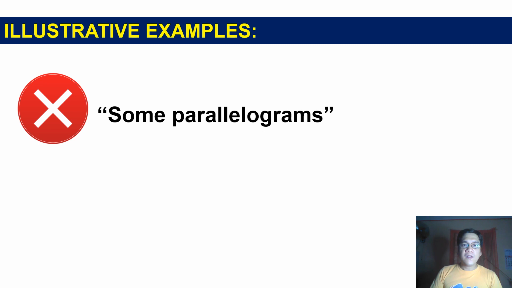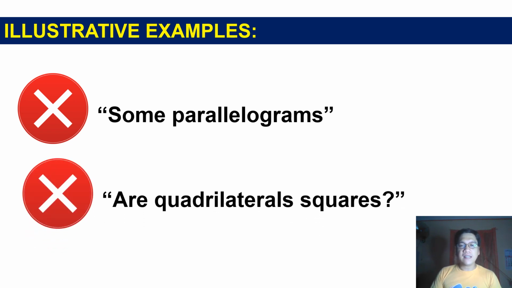Next, some parallelograms. So this is not an example of a mathematical statement or a mathematical sentence because it is rather a phrase. It does not express a complete idea. So, some parallelograms, what will happen next? It has a hanging statement. So next is, are quadrilaterals squares? This is not considered a mathematical statement because it is a question.